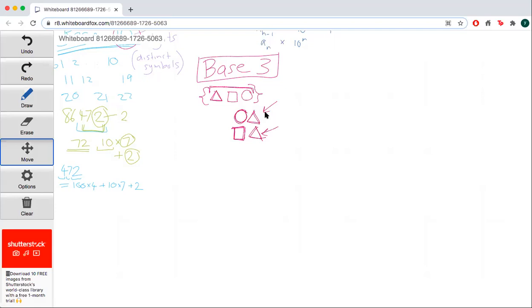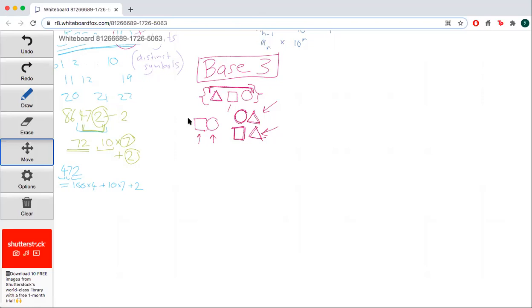I could also do square followed by circle, which means that I've done 3 counts because we're in base 3, 1 time because I've got a square. And then on top of that, I've done 2 counts. So as you can see, it pays to have a really good understanding of base 10 so that we can understand what it means to count in different bases.